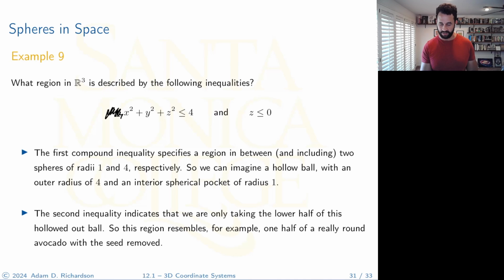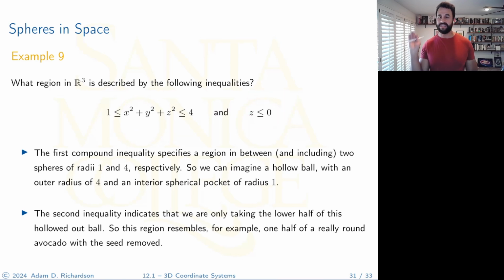But we're not quite talking about the whole ball. We're also going to cut out the middle of the ball. So imagine a hollow ball, right? The radius is 2 for the outer part of the ball, and then the hole on the inside, the part that's missing, is like radius 1. Yeah, hollow ball. Now, that's just what the first set of inequalities says here.